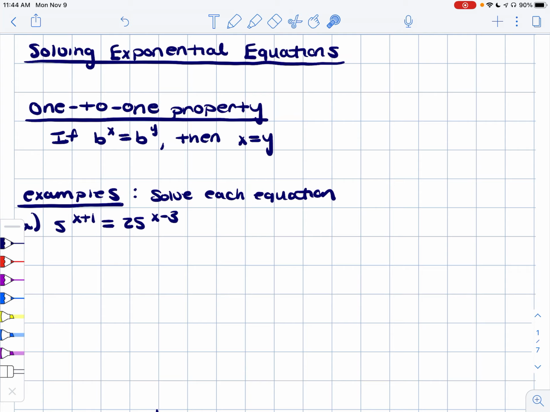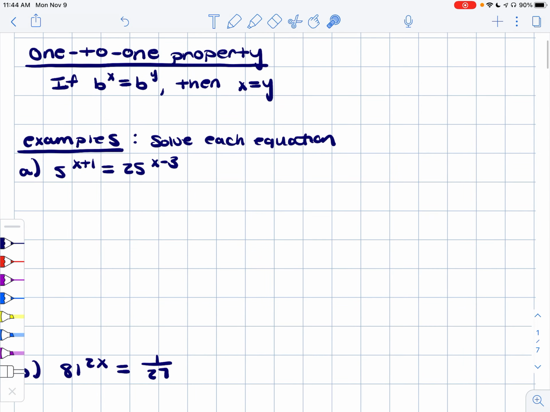So if they have the same base, then they also have the same exponents. So we're going to be able to use this one-to-one property to solve equations when either they already have the same base or if we can rewrite both sides of the equation with the same base. So let's go ahead and look at some examples of using this property.